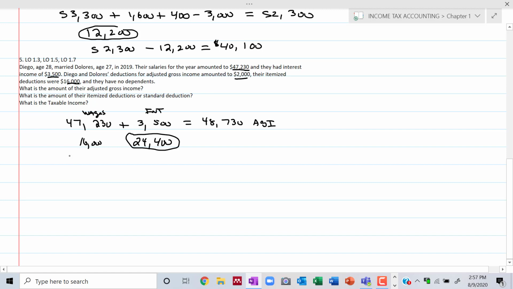So now we're going to compute their taxable income. That's AGI minus the deduction, which gives you the taxable income. Our previously computed AGI is 48,730 less the standard deduction of 24,400, which will give them taxable income of 24,330.